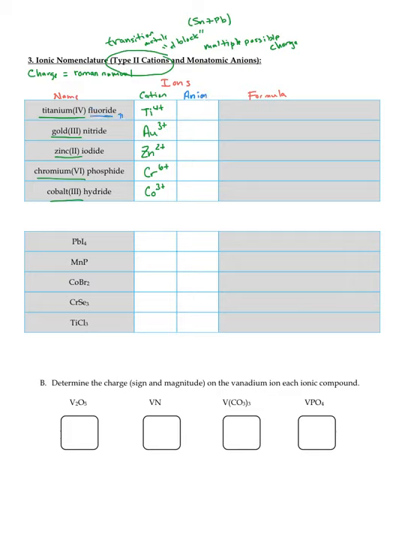And then again, to get to your formula, we're just going to cross our charges like we did before. And so we get TiF4. For gold, it's 3+ and 3-. I just need a 1-to-1 ratio, so just AuN. Now, if you did cross, you would get Au3N3, but you would want to reduce that down to a 1-to-1 ratio. So remember, ionic formulas are just ratios. You want the smallest possible ratio.